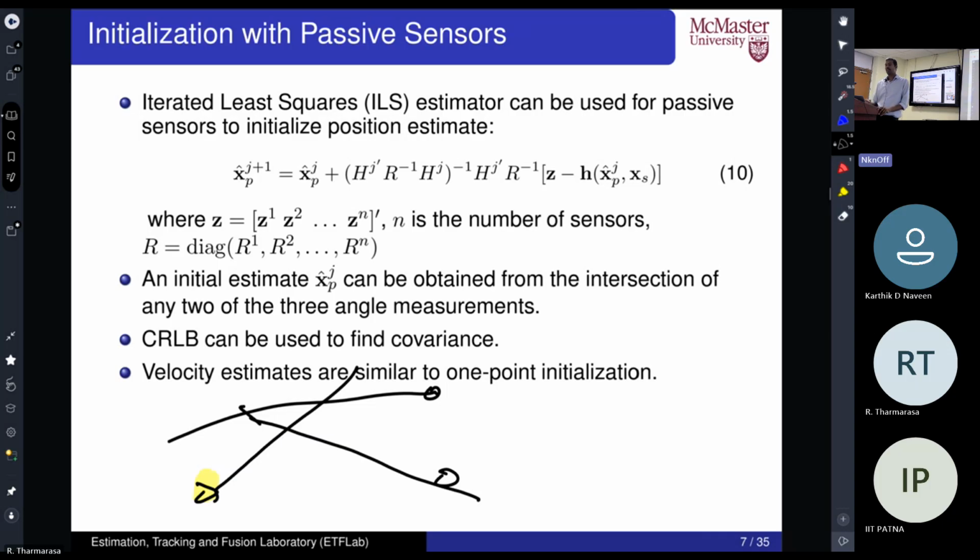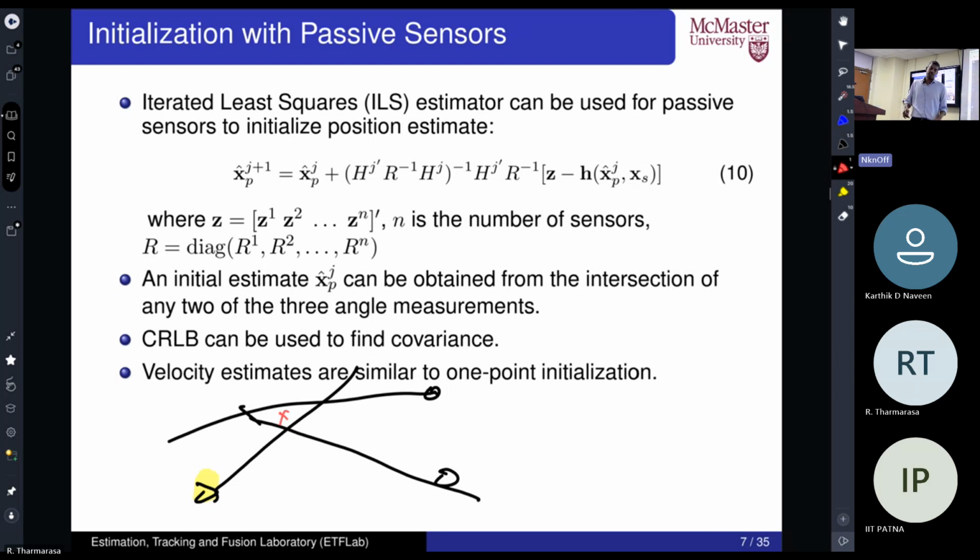Right? So where is the actual target? Maybe you would initialize somewhere here. Are you okay with that? With this angle, say somewhere here. That one says somewhere here. This one says somewhere here. And if you do this triangulation, eventually it will converge somewhere here.